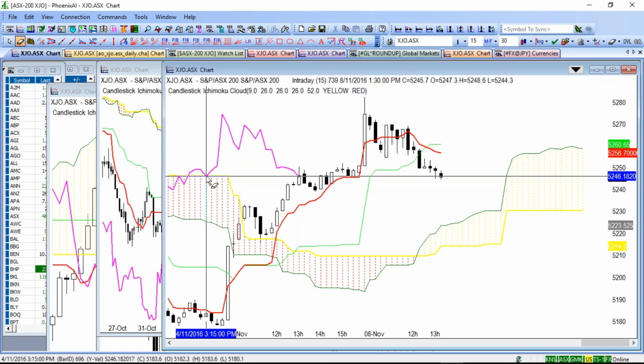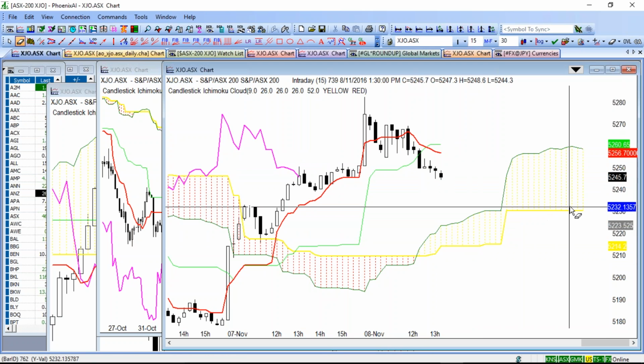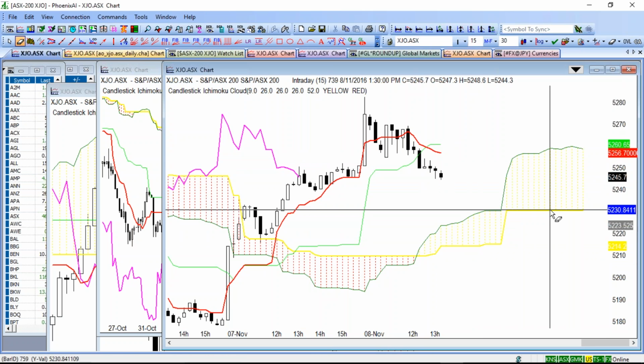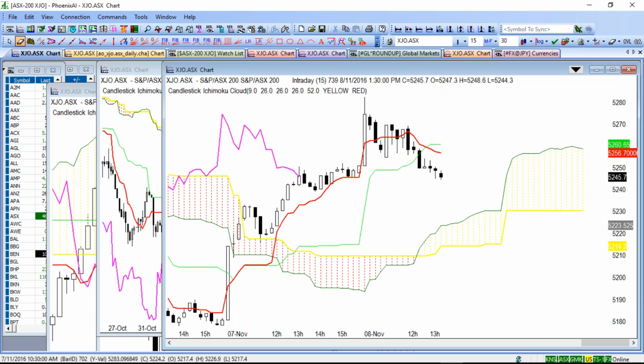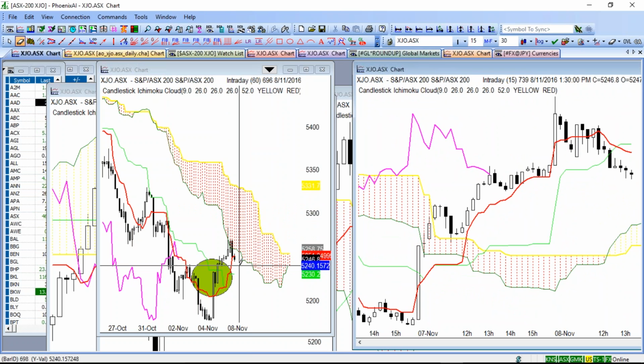So 15-minute today, as this got underway, we saw the Chikou Span come out of the cloud. The future cloud on the 15-minute is still bullish. The future cloud support level, because the price is above the future cloud, is here at 5,230. We can see in the 60-minute chart that 5,230 is around about where the A line is.